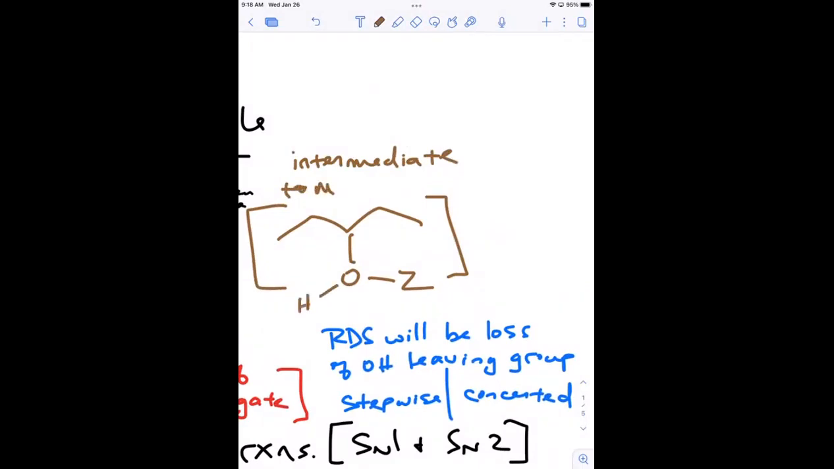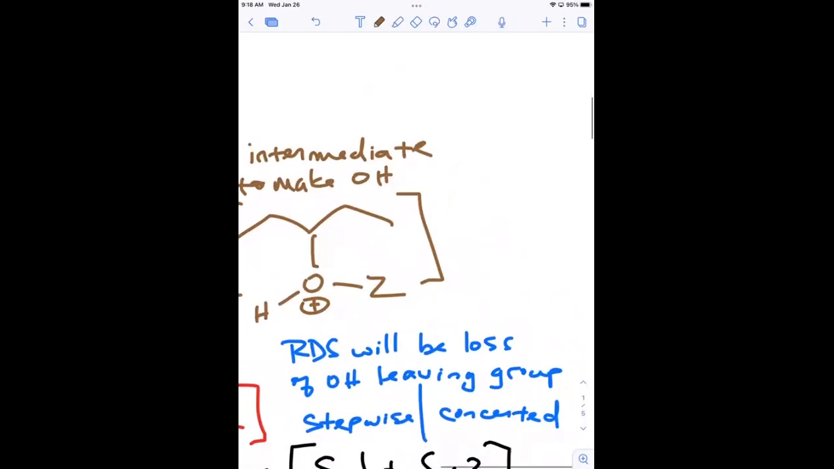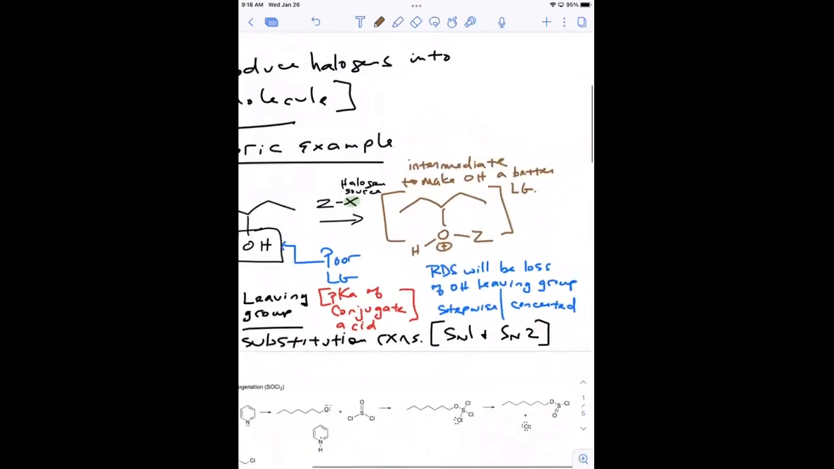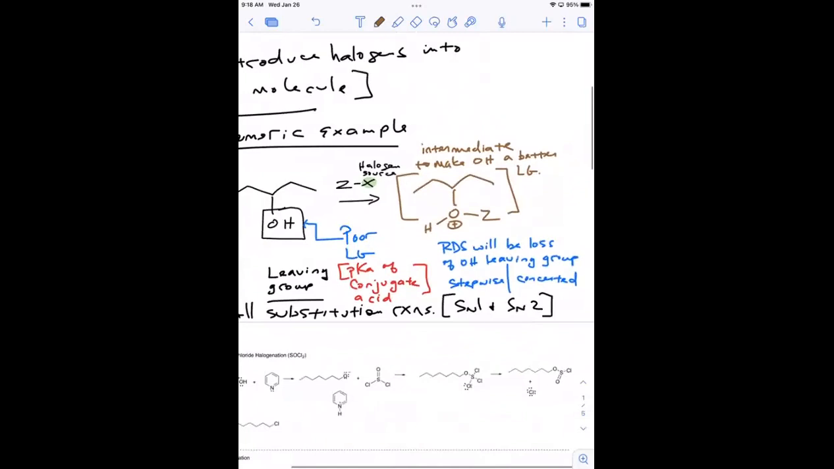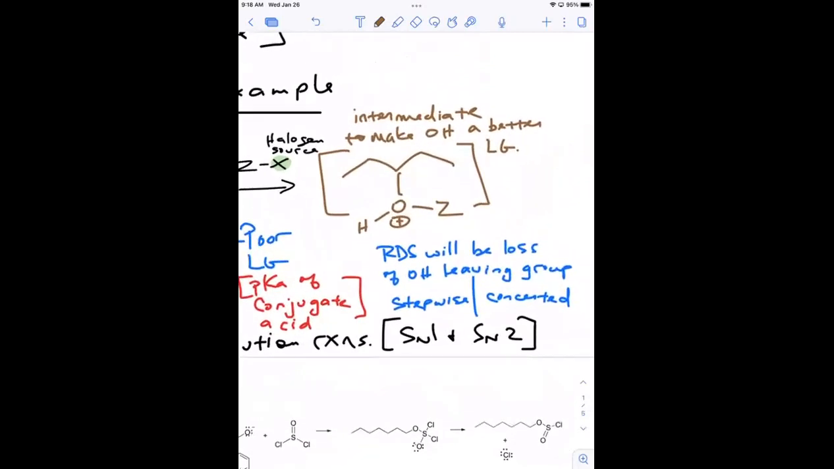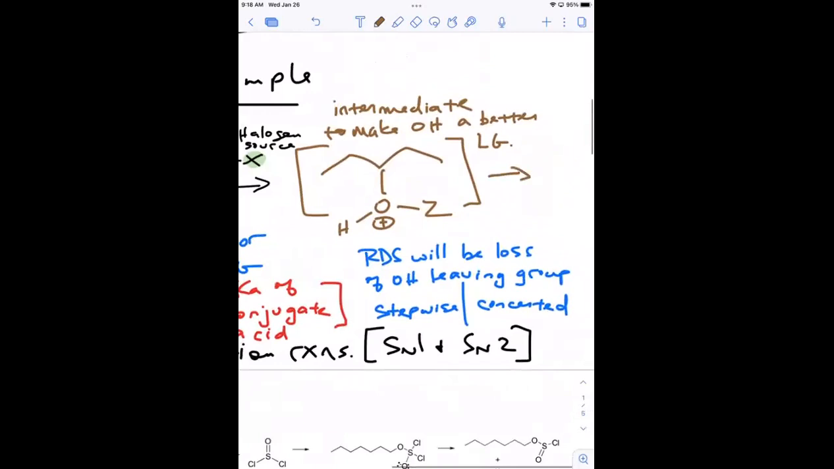Put the H on there. Right, so that intermediate is going to be common to all of these reactions. You're going to get some type of reactive intermediate, where the hydroxyl group is now a better leaving group, and then that's when the substitution takes place.